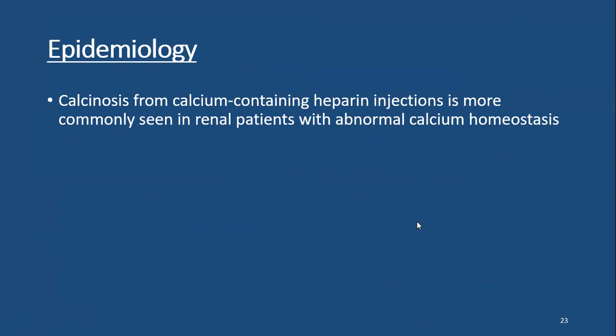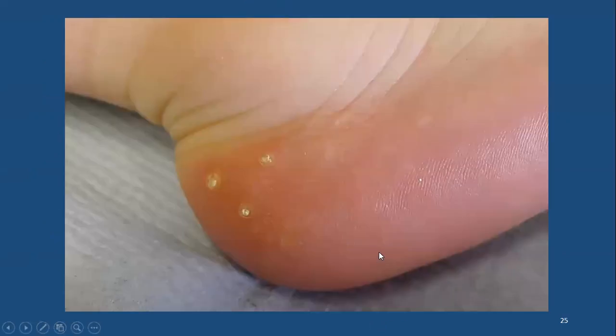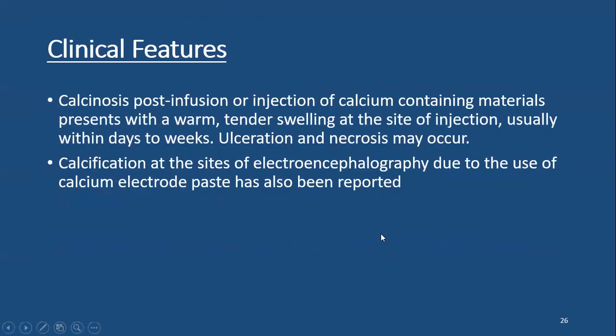Epidemiology. Calcinosis from calcium-containing heparin injection is more commonly seen in renal patients with abnormal calcium homeostasis. Then history of trauma is usually evident. Heel prick calcinosis is reported after multiple heel pricks carried out in the neonatal period, although it may develop after even a single heel prick. It presents as a firm papule on the heel, which becomes symptomatic if it persists until the infant starts to wear shoes. These are the heel prick calcinosis.